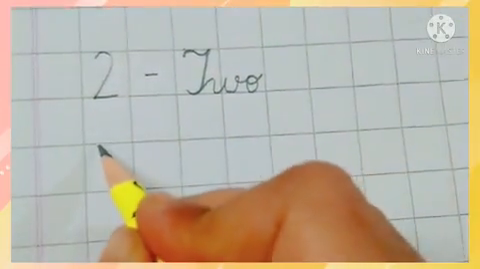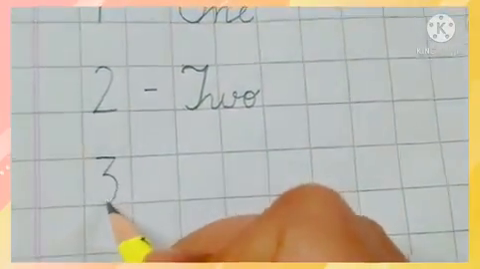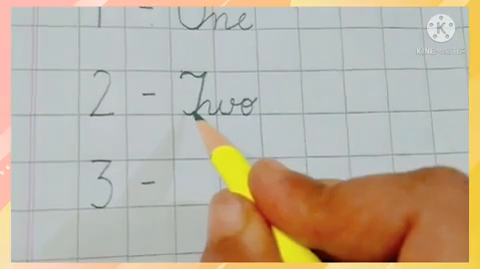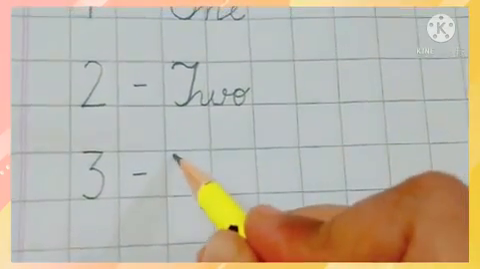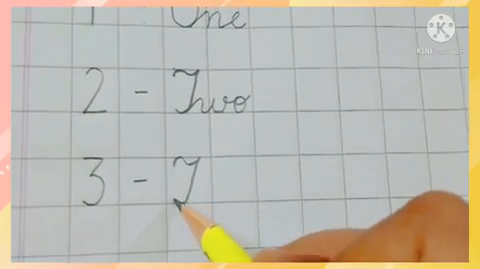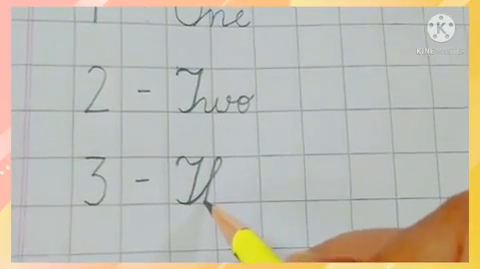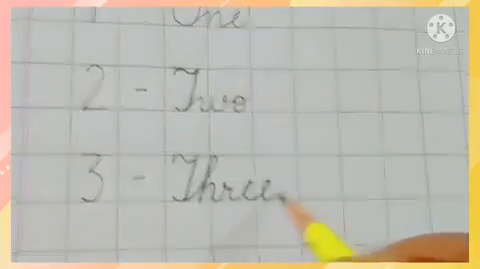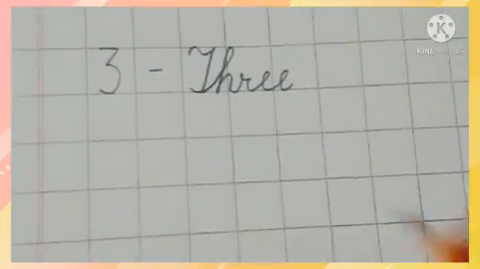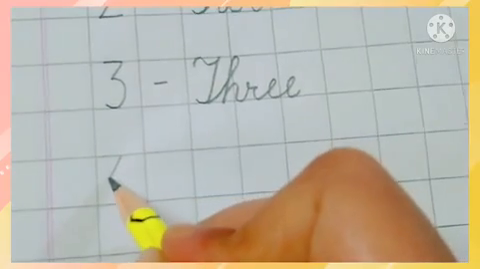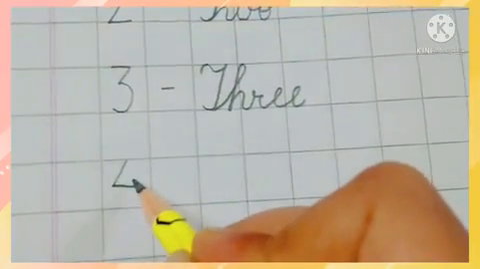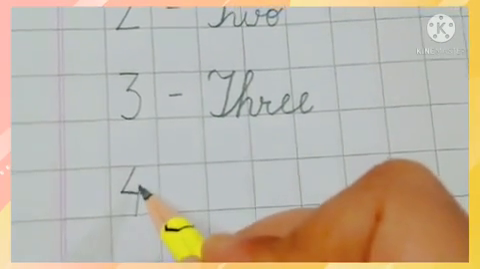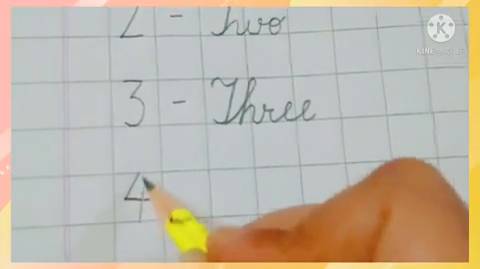Now after this, write 3. Make a dash. Then again as you have written like this, make T, H, R, double E. 3. Now 4. Slanting line, sleeping line, and cut the sleeping line with a straight line. And this straight line will be similar up to this line.